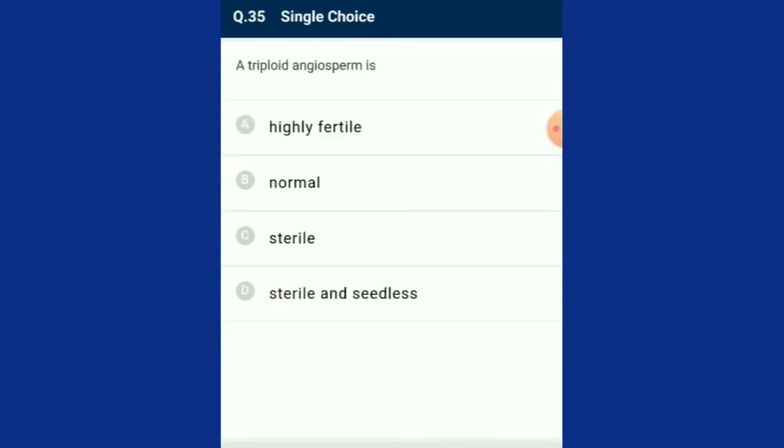From section A, botany, the last question, question number 35. A triploid angiosperm is developed due to the combination of a diploid gamete with a haploid gamete. Such a zygote will have three sets of chromosomes. Such progenies are found to be infertile as they have an uneven number of chromosome sets which will not pair correctly during the meiosis process. They won't be able to produce seeds as well. So the answer is option D, sterile and seedless.